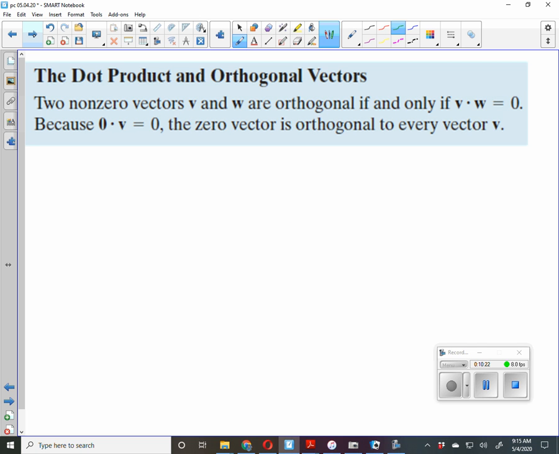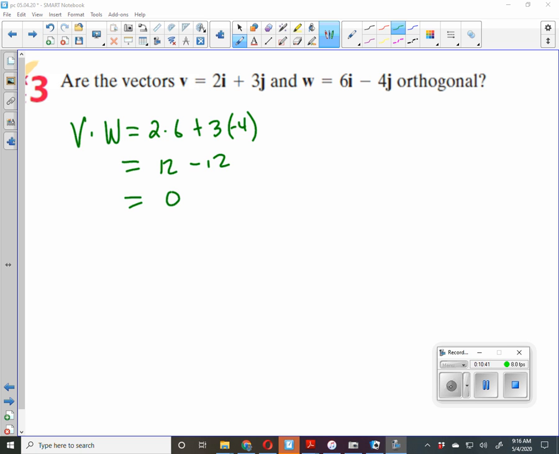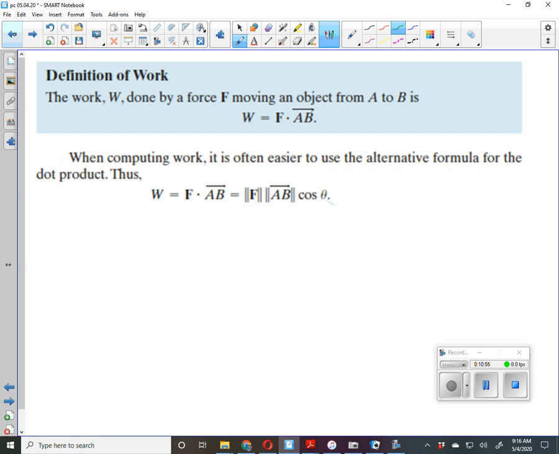Two non-zero vectors, v and w, are orthogonal if and only if the dot product is 0. All right, so I think you guys can multiply these. So I'm going to stop the video and then we'll show it to you. So as you multiply these, notice that their dot product is 0. Therefore, these two lines or these two vectors are perpendicular to each other.